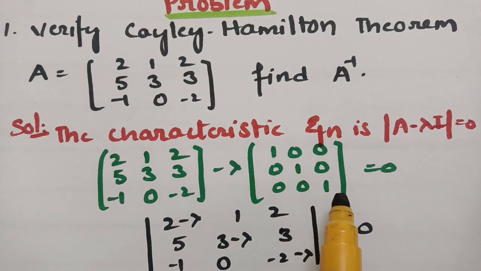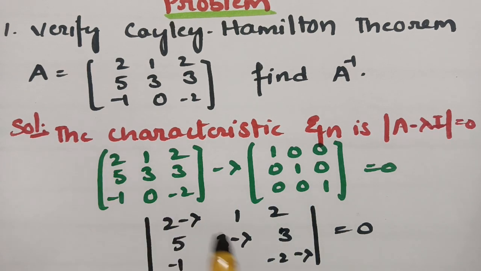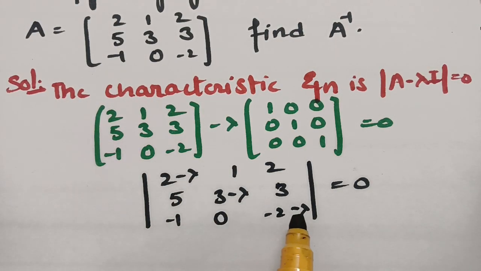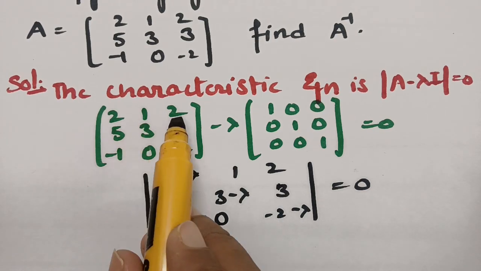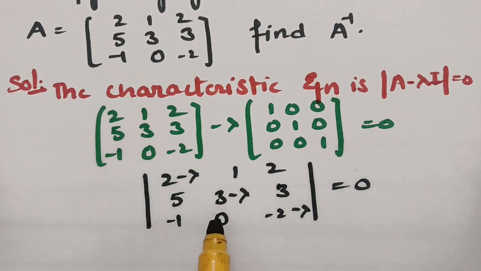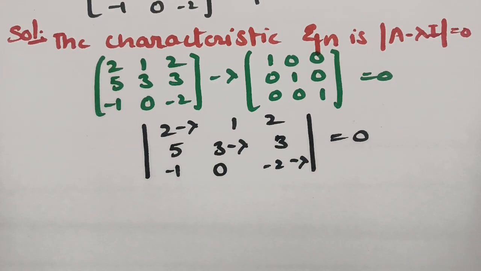In place of the diagonal elements, λ is replaced. So if I subtract, in place of the diagonal elements I am going to subtract λ. That is 2 - λ, 3 - λ, -2 - λ. The remaining values are as usual. That is 1, 2, 3 is the same, and 5, -1, 0 are the same here. So this will be the characteristic equation if you solve this one.